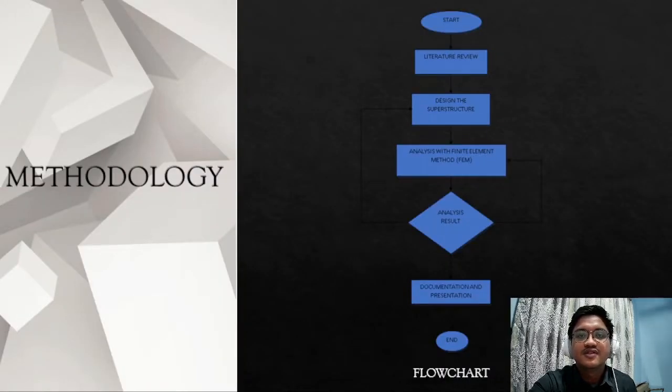So for the methodology of this project, first thing first, we start and then we go through the literature review, and then we design the superstructure, and then the design is analyzed with the finite element method, and then we get the analysis result. If we find any problem in the analysis result, we go back to design the superstructure, and we also revisit the analysis method. Then the final step is the documentation and presentation.